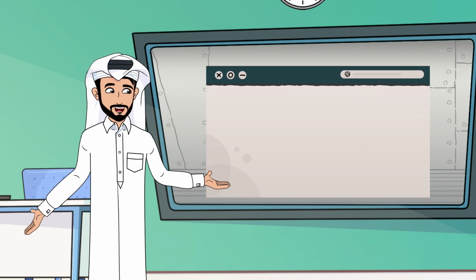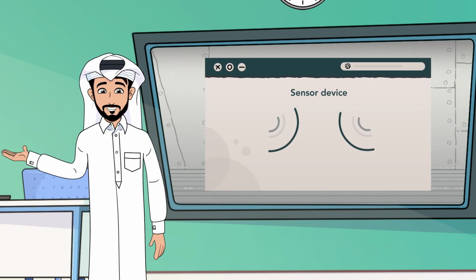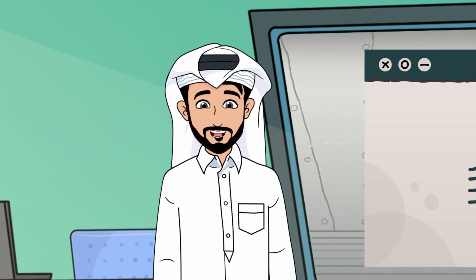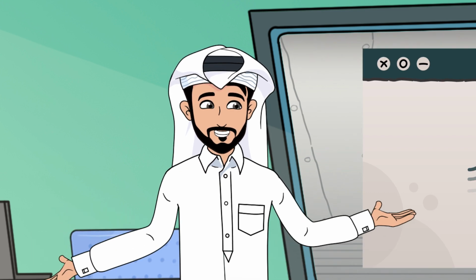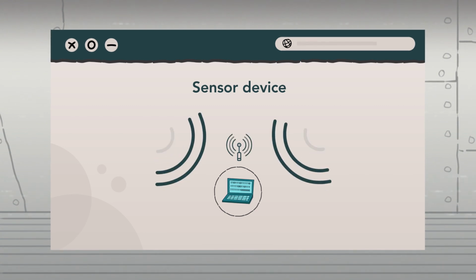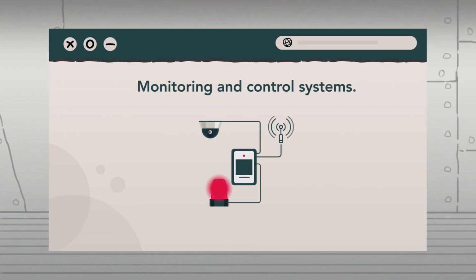Yes. A sensor or a sensor device is a device that detects signals such as motion, light, pressure, temperature changes, and more. The sensor's job is to collect the data and send it to a computer system that processes it and takes appropriate actions. Sensors are essential components of monitoring and control systems.